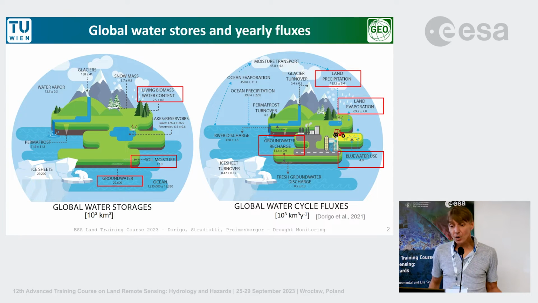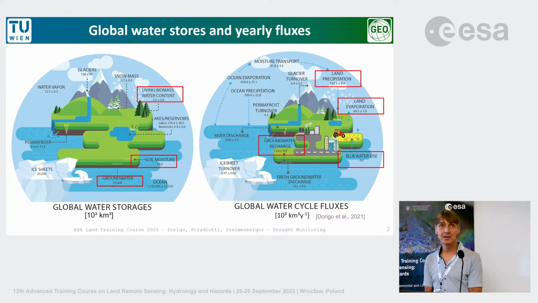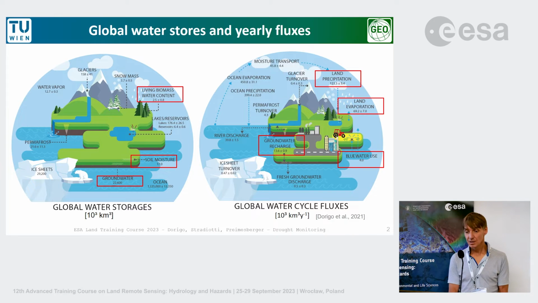There's also living biomass water content, so how much water is stored in the vegetation. In dry years, you have dry vegetation, so there's less water stored in the vegetation. On the other side, there are the fluxes. I'm not going into detail on all the fluxes. You can see the numbers of the annual means of the fluxes and the storages.